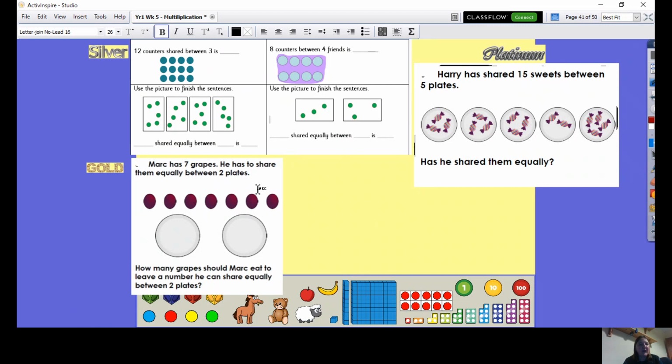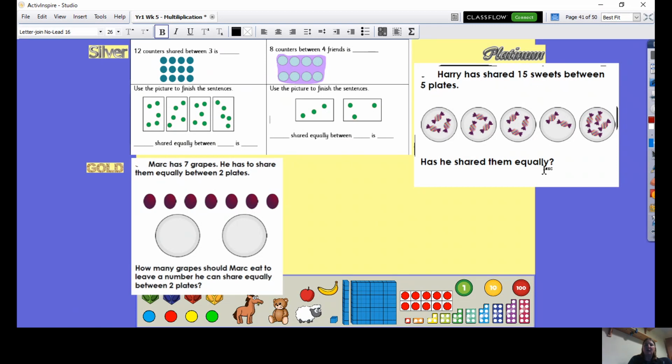It says that Mark has 7 grapes and he has to share them equally between 2 plates. How many grapes should Mark eat to leave a number he can share equally between the 2 plates? It gives you a clue that he can't share them equally because he's got an odd number. So he has to eat a number of grapes so that when he shares them, he'll be able to do that.